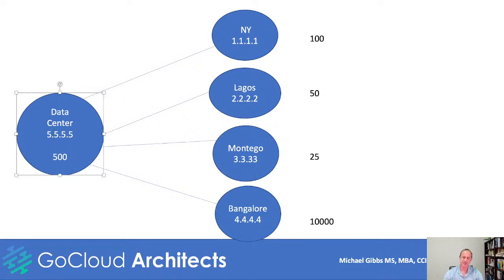So it's 10,675 plus 5, but we're not done yet. We need a subnet for this link, this link, this link, and this link. So add 4 more. So now we need 10,684 subnets.